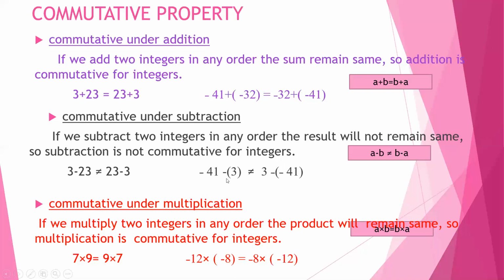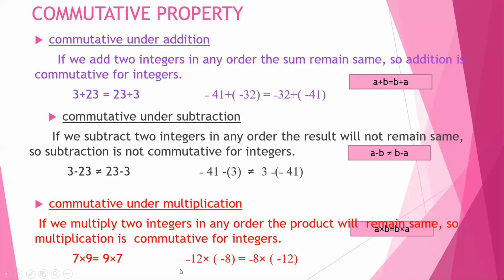And if I look here also, this is also not the same. That's why we can say subtraction is not commutative for integers. It means when I'm subtracting a minus b and b minus a, they will not be the same.